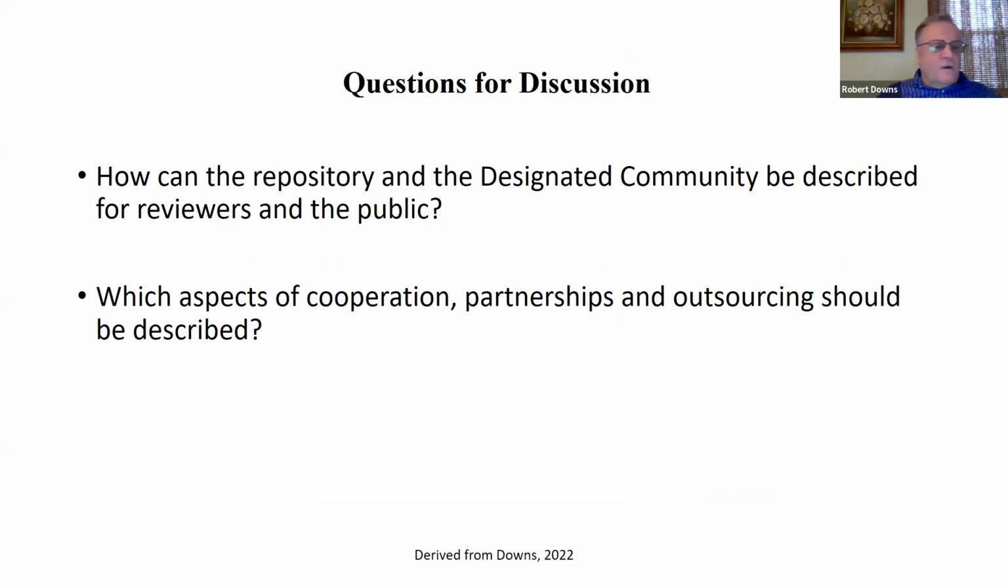So, any questions on describing the designated community? That is, in terms of its level of expertise, whether they are looking at particular disciplines, or they're expected to have achieved a certain level of education. Those are the kinds of things that we want to think about when we describe the designated community. And then which aspects of the cooperation partnerships are involved for the outsourcing. And we want to describe those for these external partners, if you will, so that they're clear.